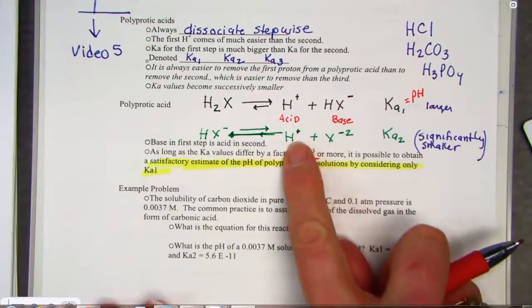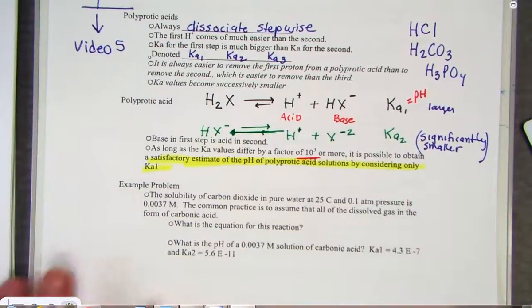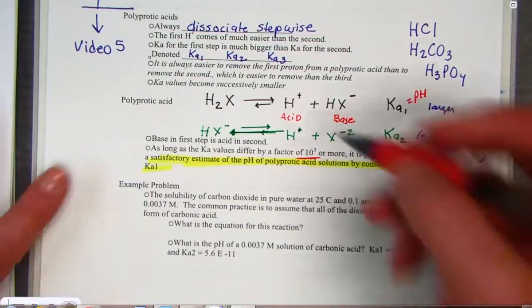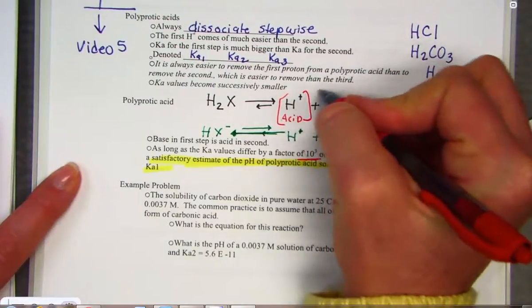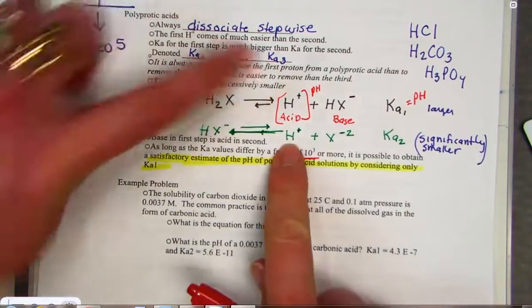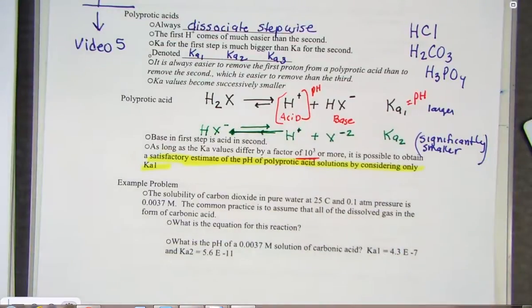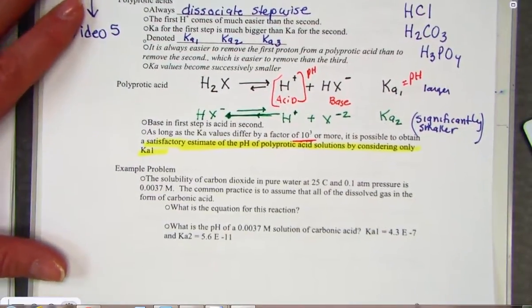The hydrogen from further dissociation is so insignificantly small that it's really not contributing to the overall amount of protons in the solution, which affects the pH. Remember, that's what pH is measuring, the power of the hydrogen ion, negative log of that molarity. Since this is significantly small, a negligible quantity, we disregard it and calculate pH just from the Ka1 dissociation. Let's talk that through with an example problem.